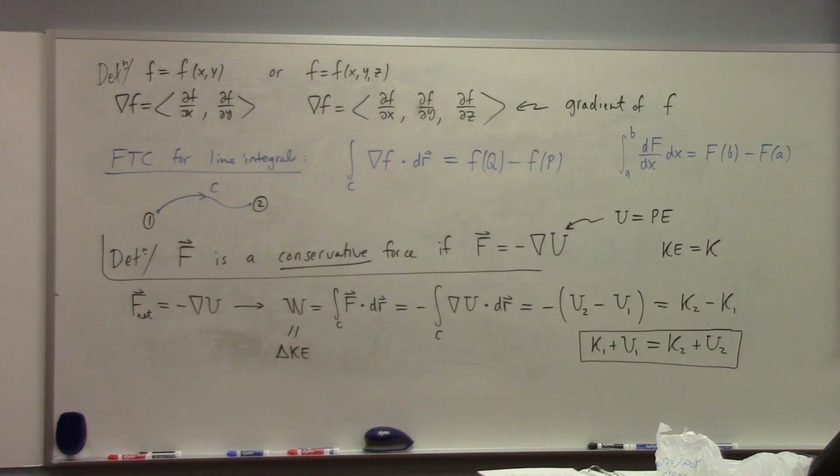Example 9. I'll make it pretty simple. Suppose your force is x comma y squared. Is that a conservative force? What would you have to do to figure that out? You would want for F to be equal to partial f partial x, partial f partial y, right?